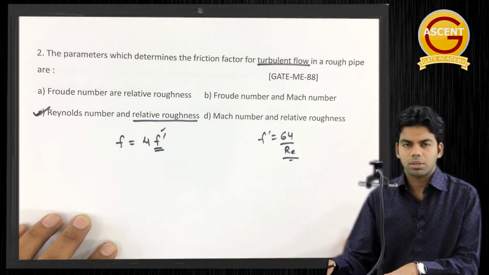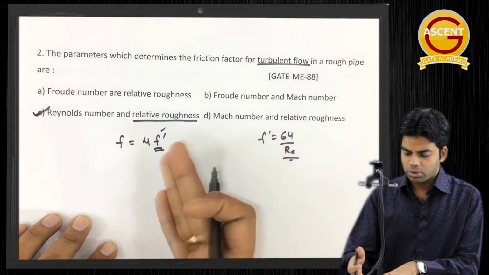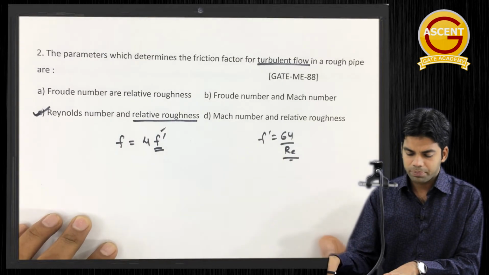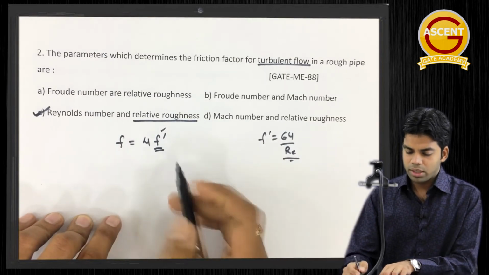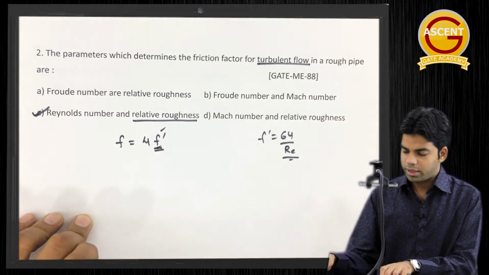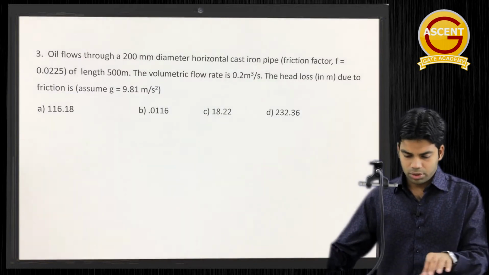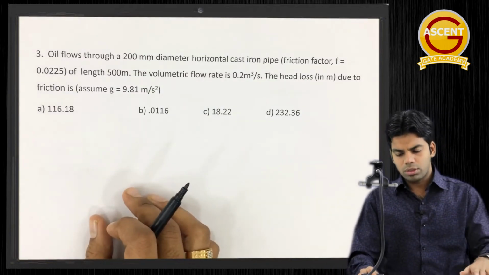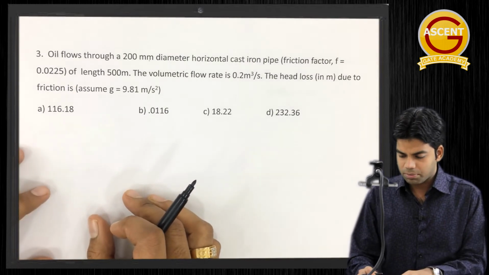C only seems to be the correct answer. However, according to this question, none of the answers can be correct. The answer should be only relative roughness, because it depends only on relative roughness f dash. Okay. Next question. Oil flows through a 200 mm diameter horizontal cast pipe.